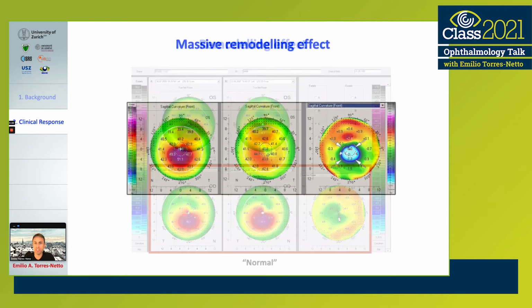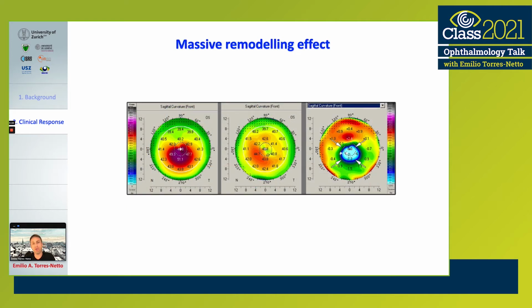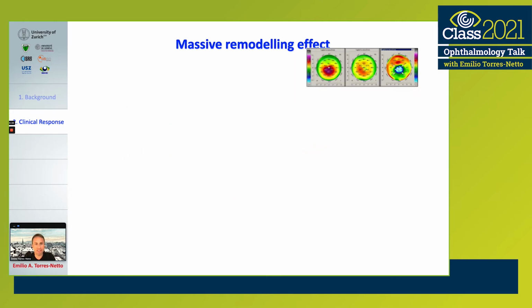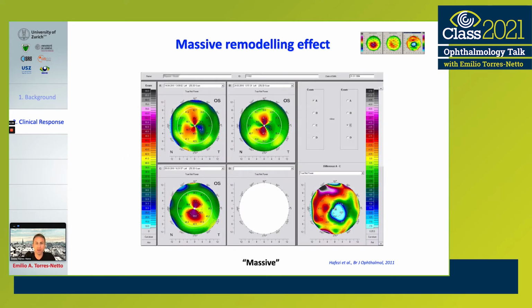So as I said, the typical flattening is around 2 diopters after a year, and here is what you see. But also on the right image, you see some cases in which the flattening is so intense. So there is a massive remodeling effect, and here we see as well in the right below image another patient, another differential map showing this huge flattening.